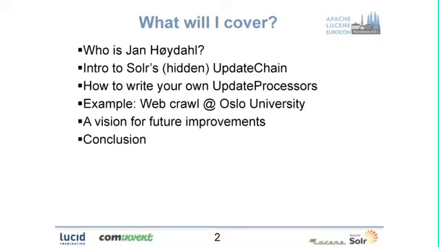We'll look at how to write your own update processors. I'll show you an example of a medium complex update chain from a recent project of ours doing web crawling. And try to mention some of the maybe limitations and give some pointers for possible future improvements. And then we'll wrap up.